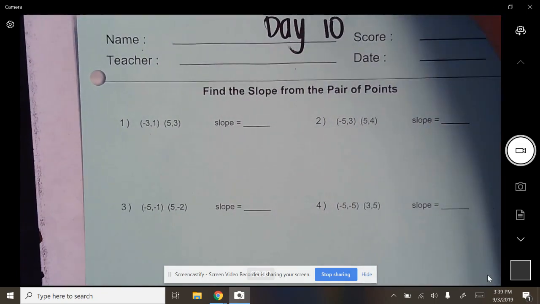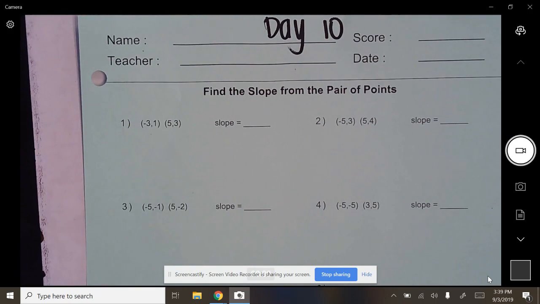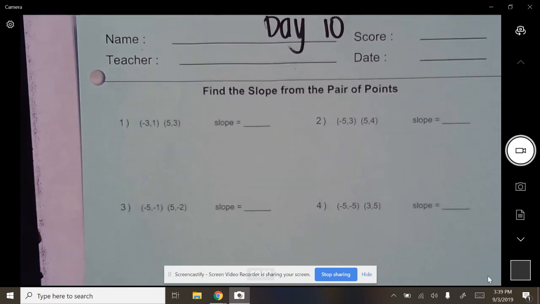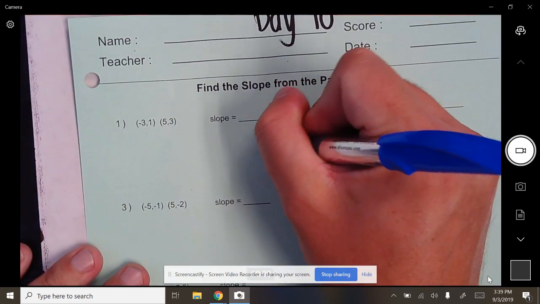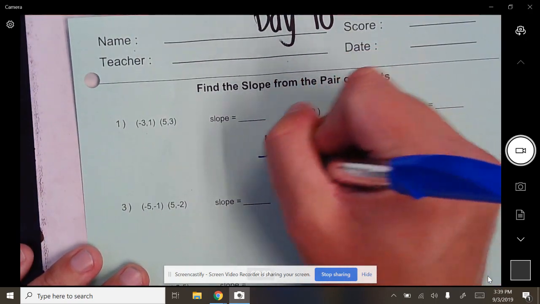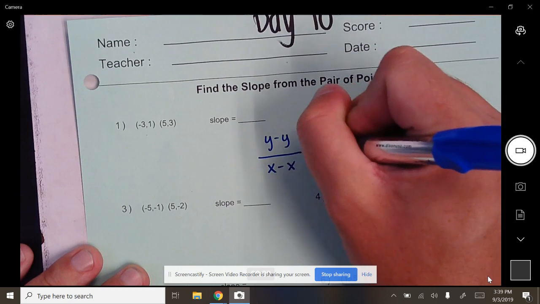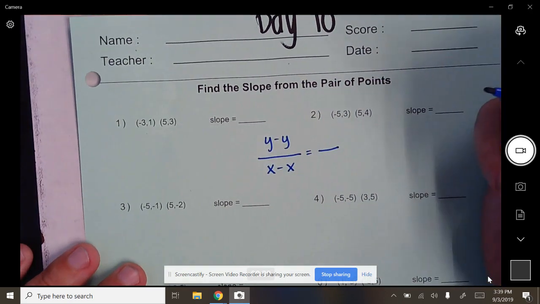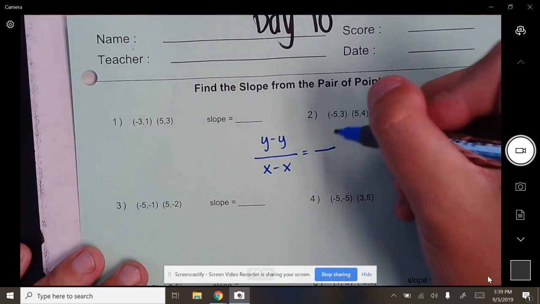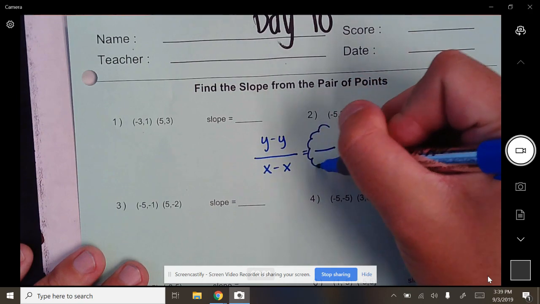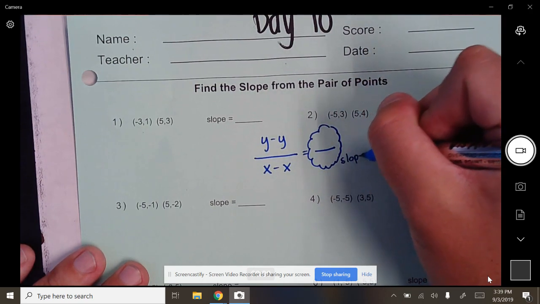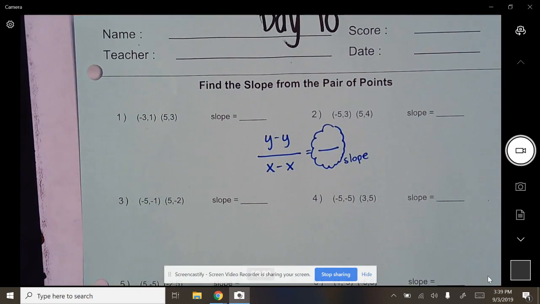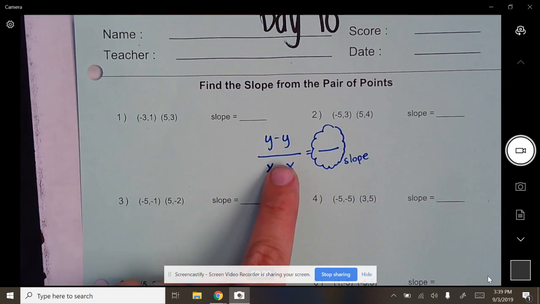On this video, I want to make sure you understand very clearly what the slope formula is. So we're going to have a specific y minus y over x minus x equals a fraction. All right, and whatever this fraction ends up equaling, we're going to call that our slope for the problem, okay? So today's lesson, we learned about what this fraction was.